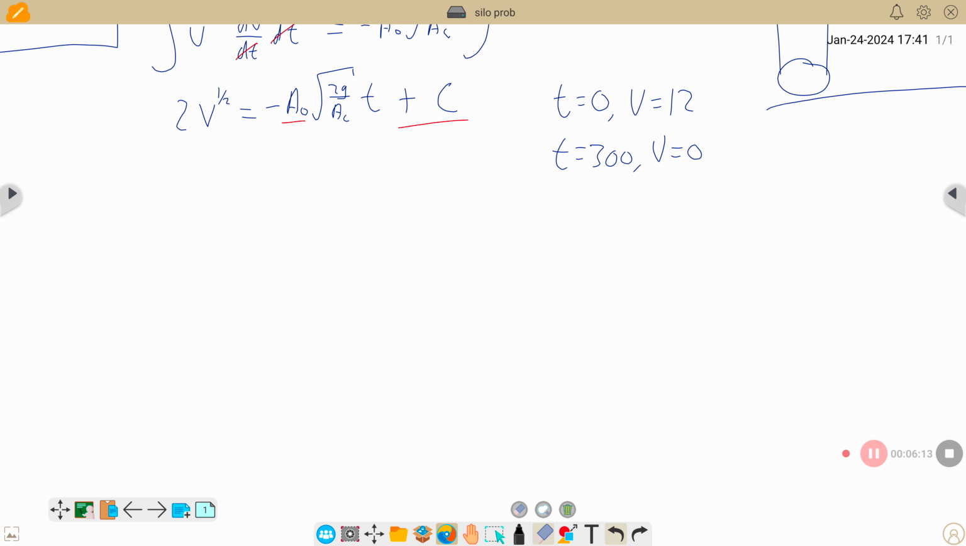Before I plug in those boundary conditions, actually, let's make this equation a bit more palatable. So I'm going to divide both sides by 2, and then I'm going to square both sides just to make it so it's just V equals, and so on, right? So V equals, so I'll have divided this by 2, 2g over AC t plus c over 2, all squared.